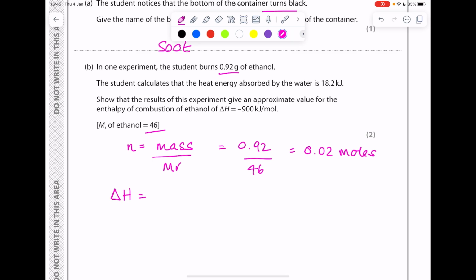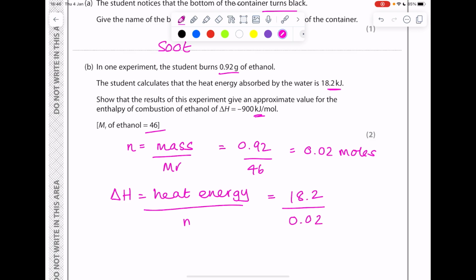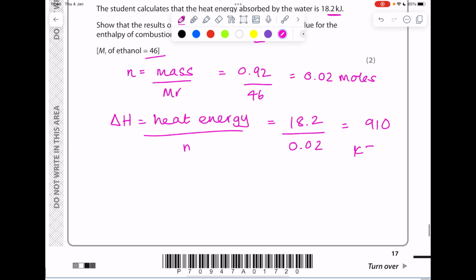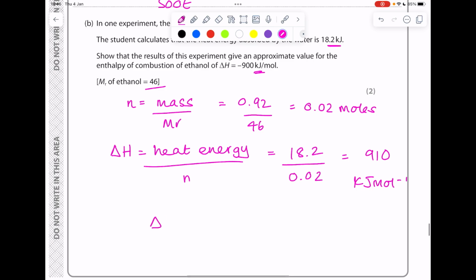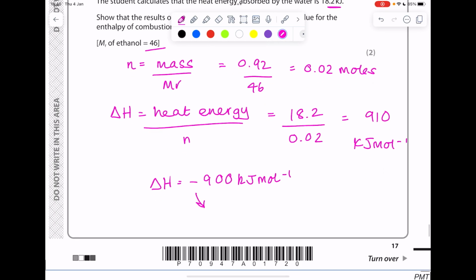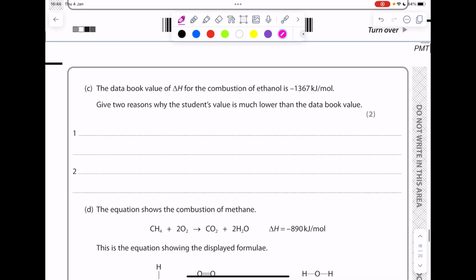And then our delta H is the heat energy divided by the number of moles. Just be doubly careful with those units. We're fine because they're the same. But sub in the values you've been given. And then the reason why delta H is negative is simply because it's an exothermic reaction, because the temperature's gone up and a fuel's been burnt. The data book value of delta H is minus 1,367.